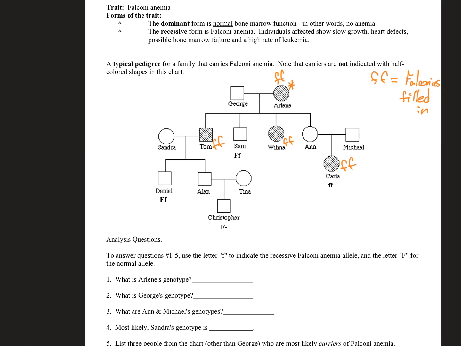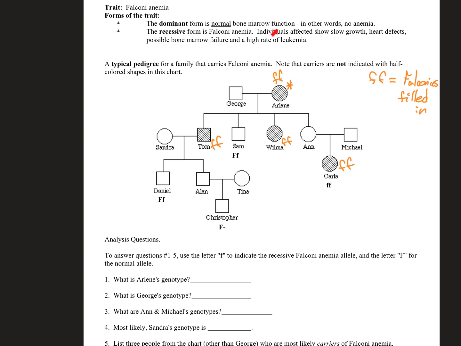And notice they skipped a generation. Even if they didn't tell you that it was recessive, or here they tell you it's recessive, look, these two don't have it, and this one has it. So they skipped a generation, so this is definitely recessive. It also means that each of these parents had to have a little f, because this female child, Carla, could not have two little f's if she didn't get one from each parent, which also means that each parent must have a big F because they don't have the disease. So both of these are carriers.